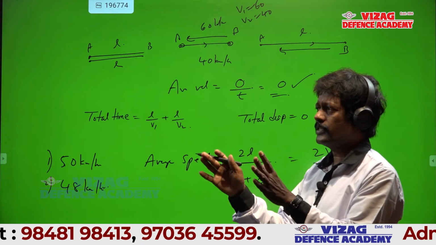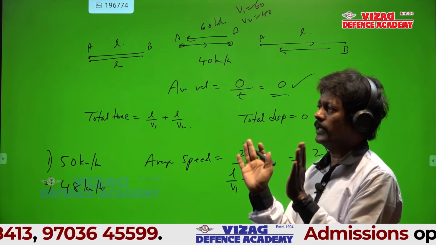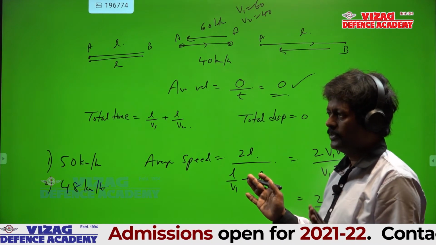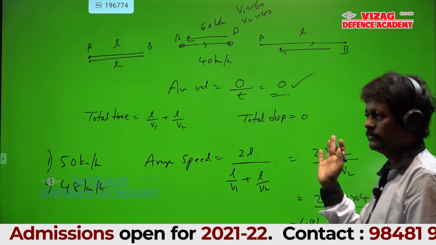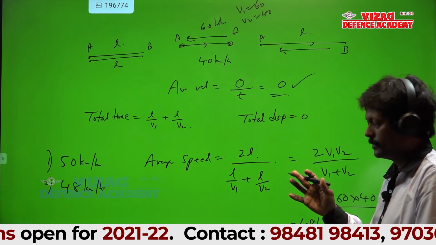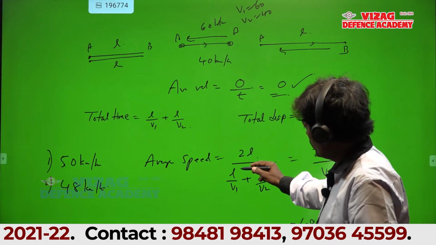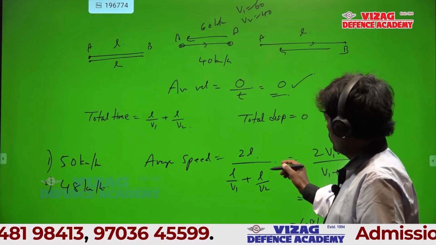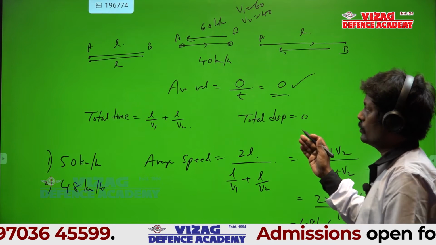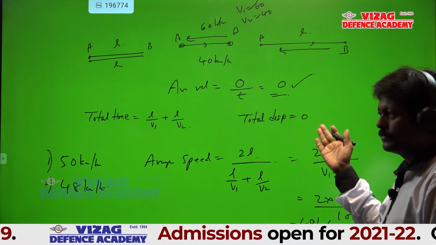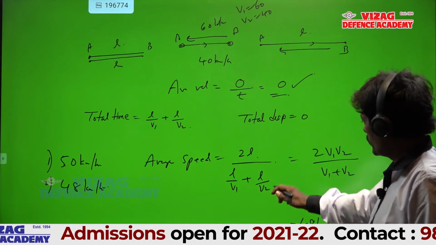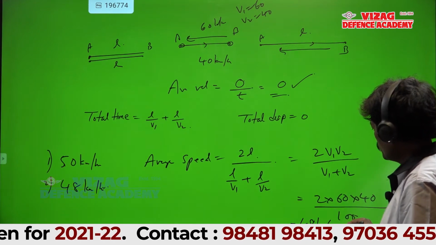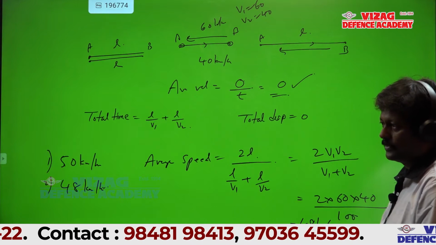There is no acceleration. We are using the 7th standard formula: distance equals speed into time, S equals ut, that's all. No half a t square. So L by V1 is the time to go from A to B, and L by V2 is the time to come back from B to A. Total time, from that you got 2 V1 V2 by V1 plus V2. That gives you the answer 48.